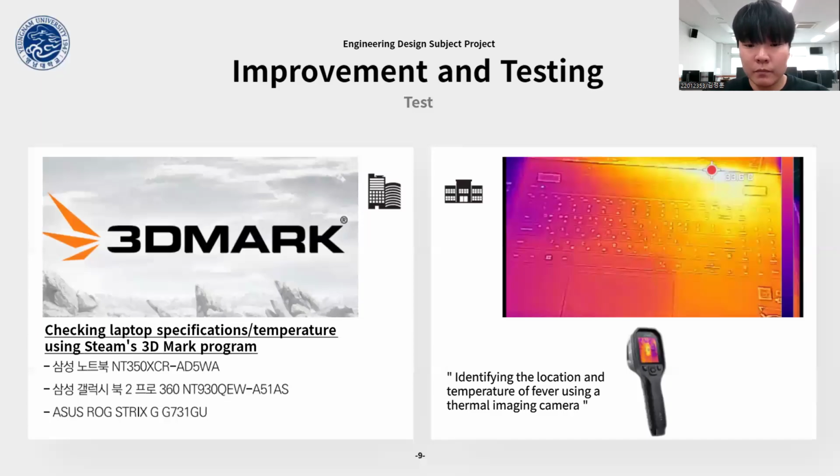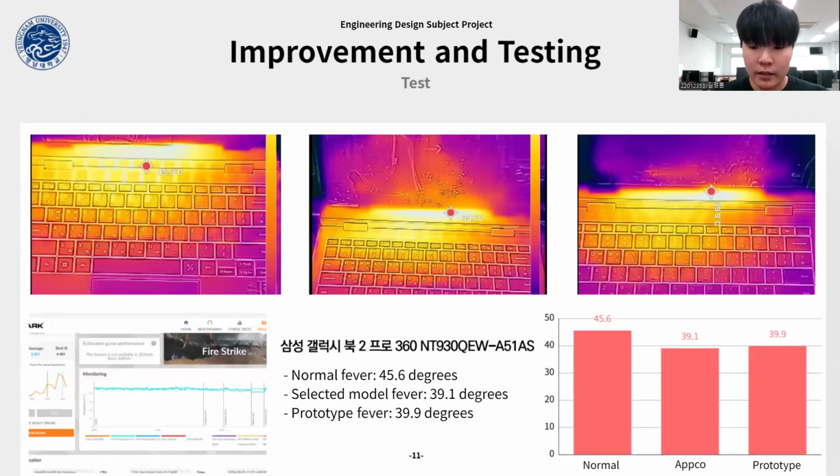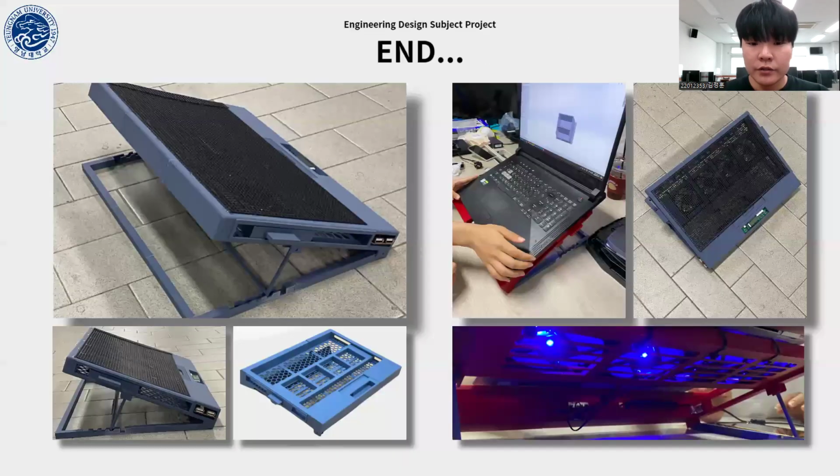With this final prototype model, we conducted a cooling test by generating heat in the laptop using the Steam 3DMark program. This is the Asus laptop test result and the Samsung N series test result. Through a total of 3 such tests, we were finally able to compare the selected model with our model. In fact, it was difficult to say that our model was superior. That's all for my project experience that I will talk about today. Thank you for listening.